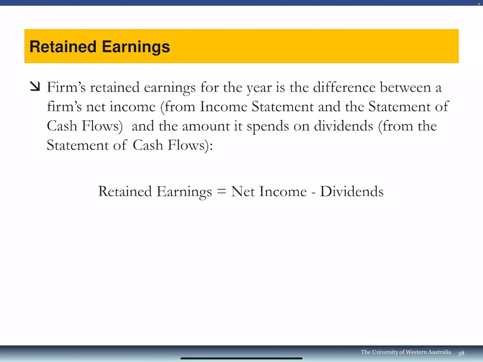Retained earnings. A firm's retained earnings for the year is the difference between a firm's net income from the income statement and statement of cash flows, and the amount that it spends on dividends from the statement of cash flows. So here, retained earnings equals net income minus dividends. Net income can be found in both the income statement and statement of cash flows, and dividends can be found from the statement of cash flows because it paid dividends in the form of cash, right? This is a very important figure to help you in pricing equities in week 7. For now, just understand how it is estimated and from which statements.